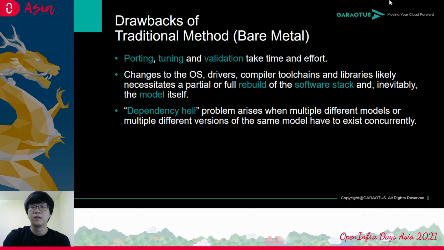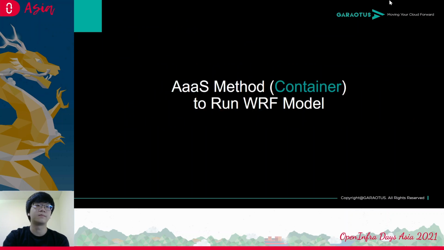Now think about it. If you have an HPC infrastructure, do your users use it for running a single specific workload? Or will you be facing mixed workloads from many different users? The latter scenario seems more likely. In this case, the dependency hell problem arises when multiple different models, or multiple different versions of the same model, have to coexist on the same system. We think containers may be helpful here.